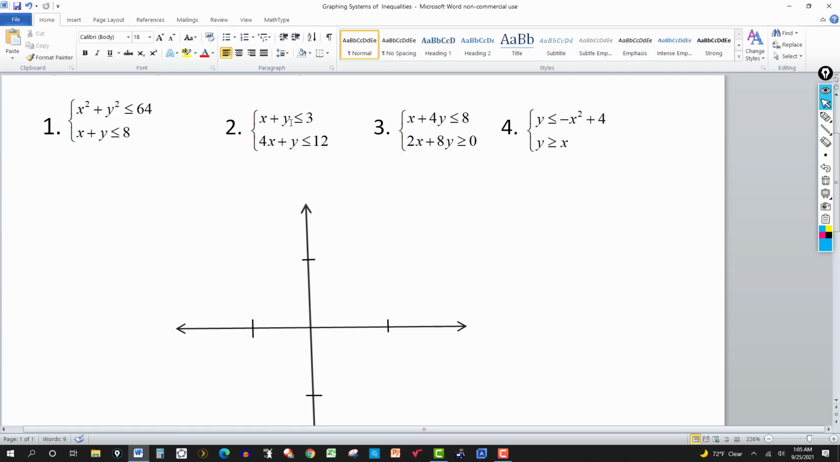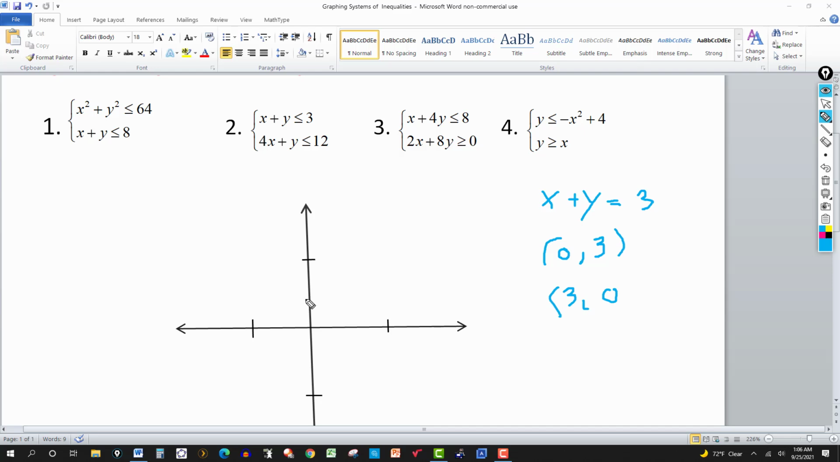That is, the boundaries are two lines. So for the first one, I have x plus y is equal to 3. So we graph that boundary. I'm going to use the intercepts. Let x be 0, y will be 3. Let y be 0, x will be 3.